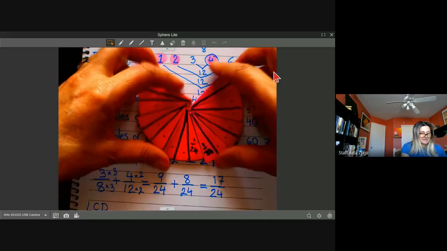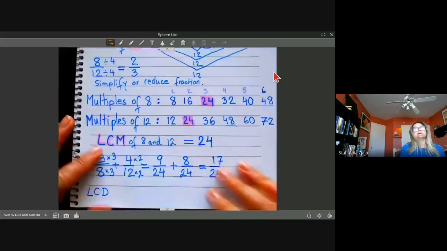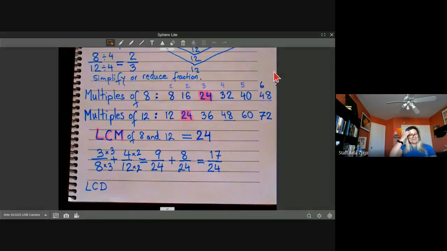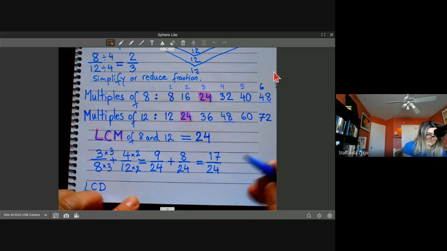So in order to add or subtract decimals, how I keep saying decimals, I mean fractions, because we were working on fractions, to help yourself add or subtract, we need to have the least common denominator or least common multiple to help us with that. So the least common multiple helps us to add.